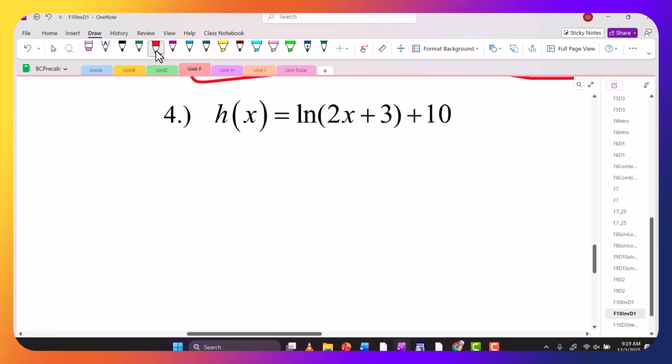Whatever I do to one side, I do to the other. Base for that whole thing. Well, I need that because I got to get rid of that plus 10.